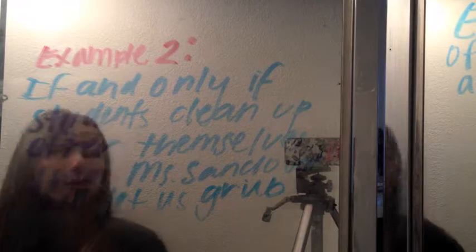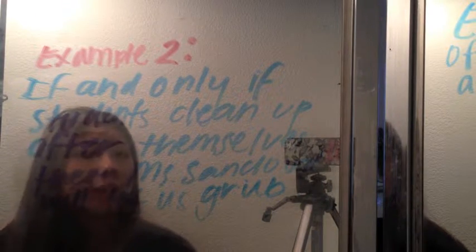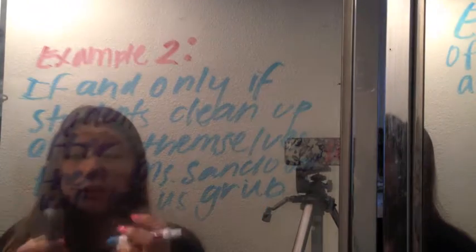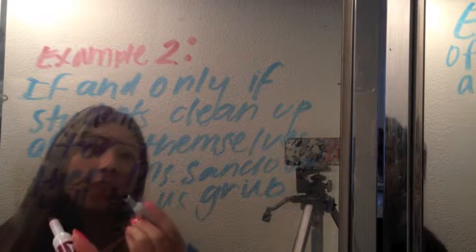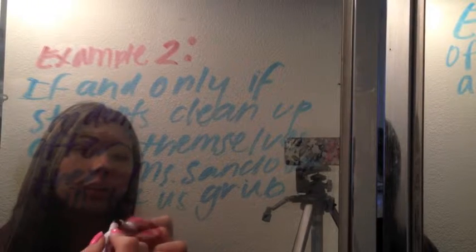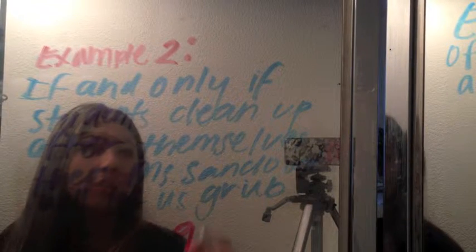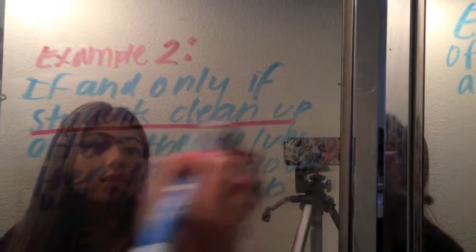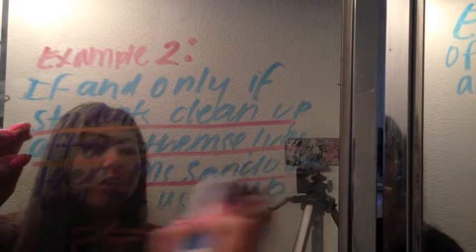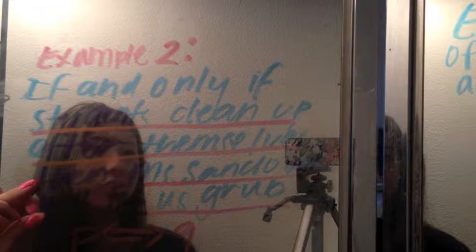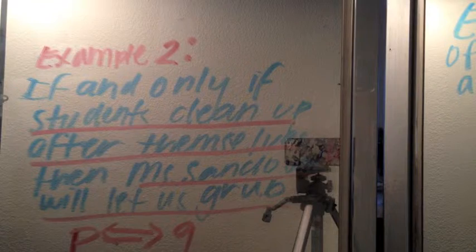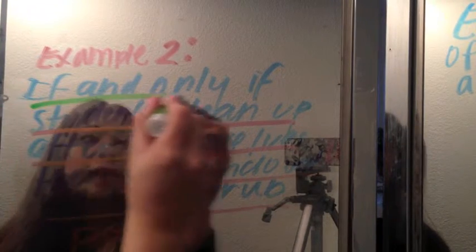So here's example 2. Sometimes they would ask you to write the symbolic form of this example. So the symbolic form would be if and only if P, then Q. Because students clean up after themselves is the first proposition, and Miss Sandoval will let us grub is the second proposition. And don't forget that we have an if and only if statement up here.